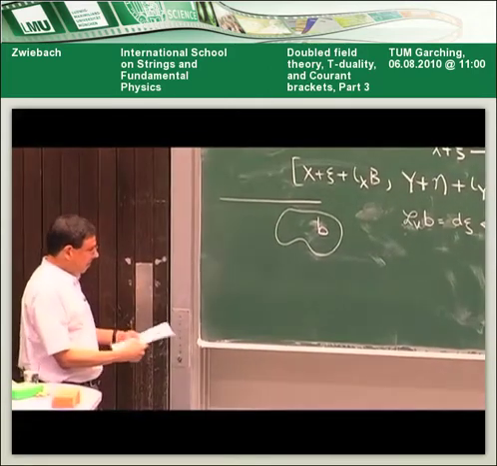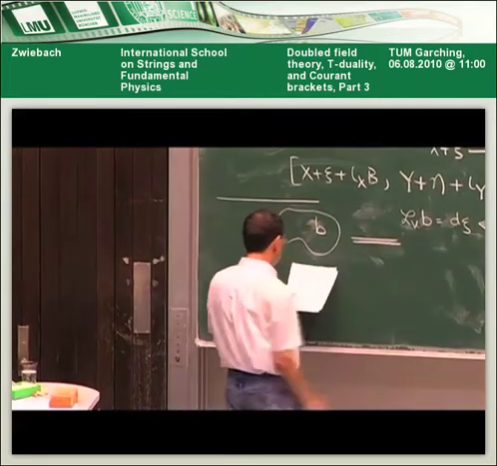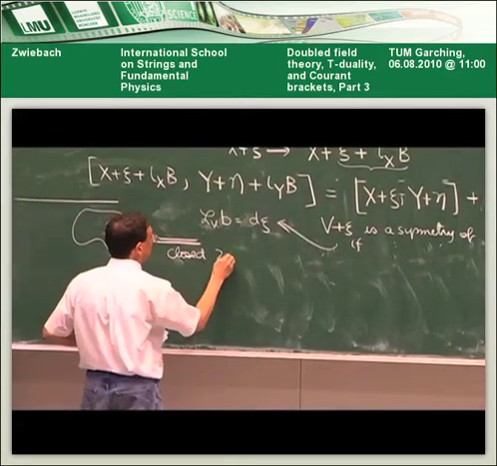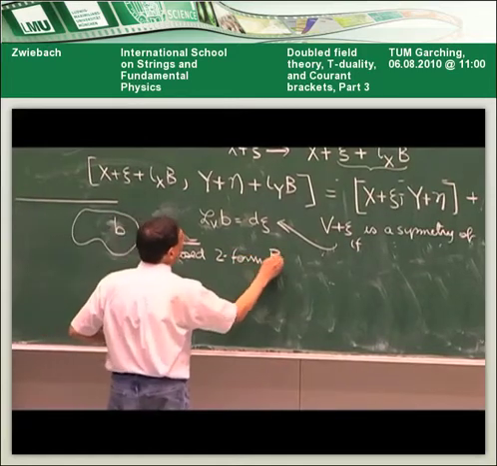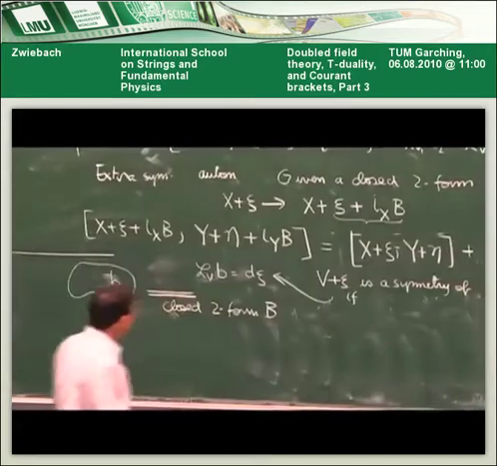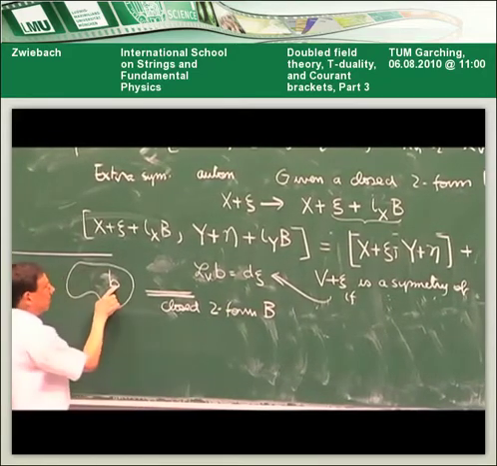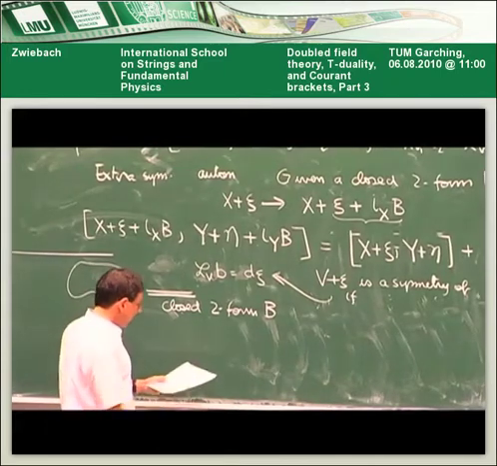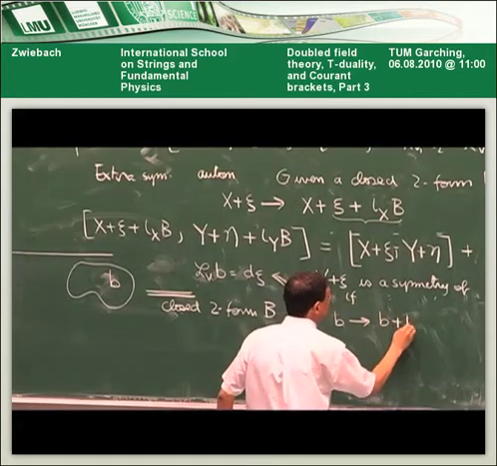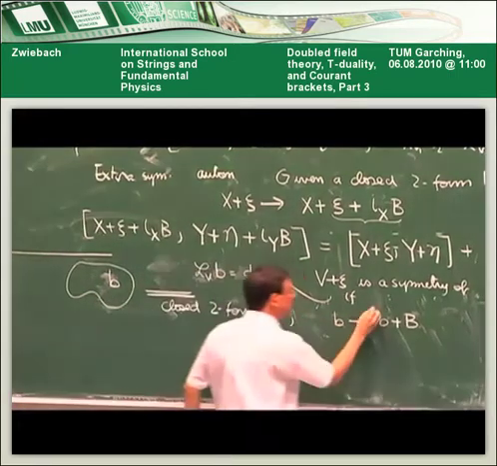And the claim is now that if you have a closed form, the B that we've been talking about in this automorphism, it's natural to add it to our little b. So you could consider the two-form b that becomes b plus B. And you could ask, what are the symmetries of the new two-form?